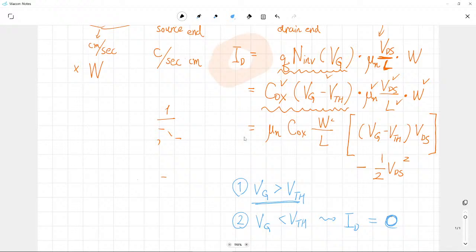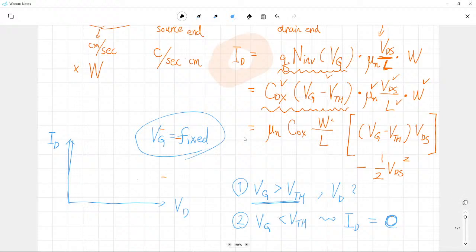And think about this one. How about the VD condition? Is there any condition for our VD? Okay, that will be our homework problem. So here we have ID and VD. Let's fix a certain gate voltage. The gate voltage is much higher than threshold voltage, so we still have a channel. Then if you draw this ID expression, how does it look?